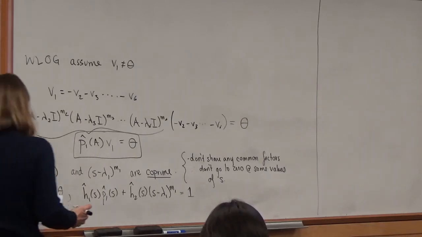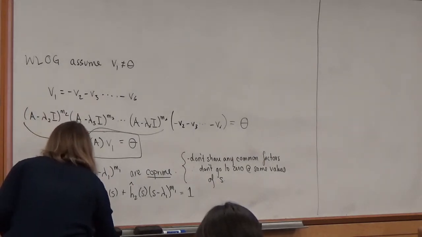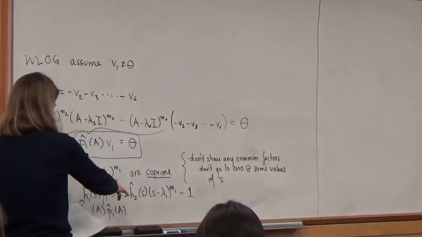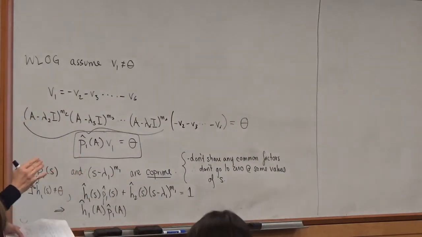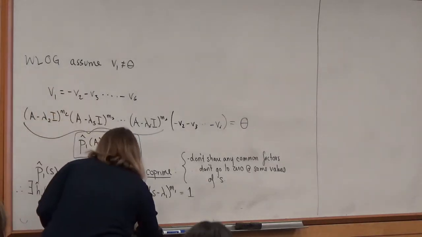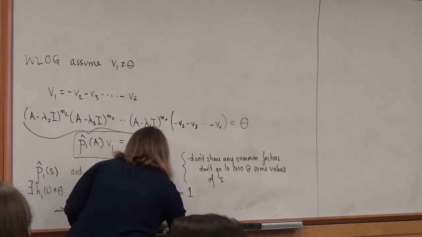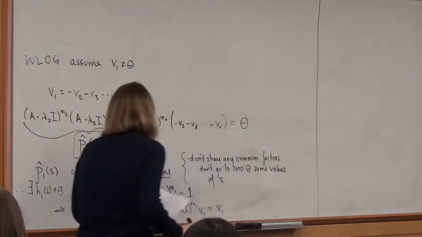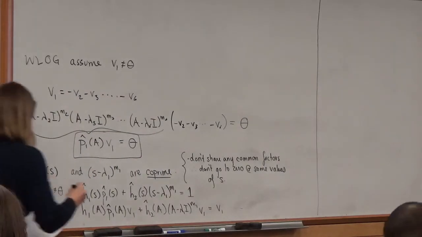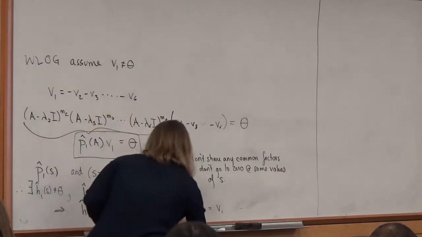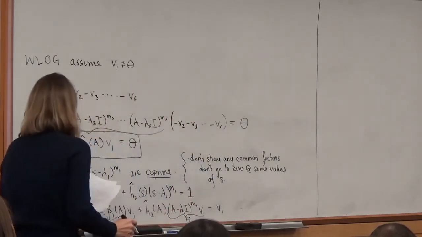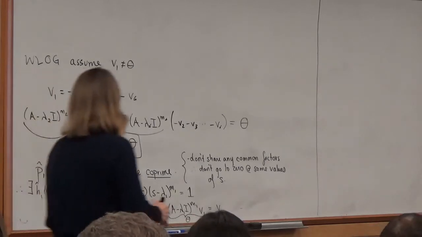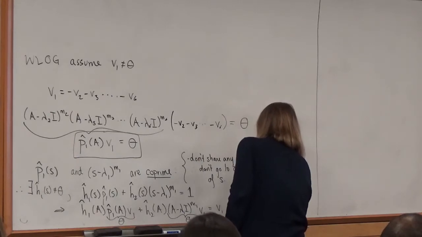And now we can derive the contradiction from that. So if you plug in A, h1 hat of A, P1 hat of A, I'm going to evaluate this polynomial at A, and I'm also going to multiply both sides by V1 here, plus h2 hat of A, (A minus lambda 1 I) to the M1, V1 is equal to V1. Okay, and this is equal to 0 by what we've just established. This is equal to 0 by definition of V1, and then I have something that I've assumed to be non-zero. So I get V1 is equal to 0. So that establishes the contradiction.